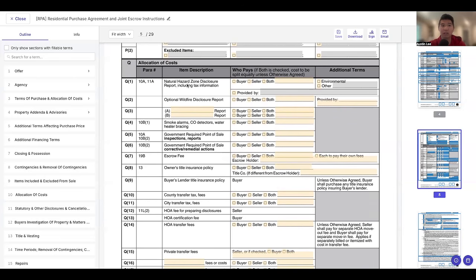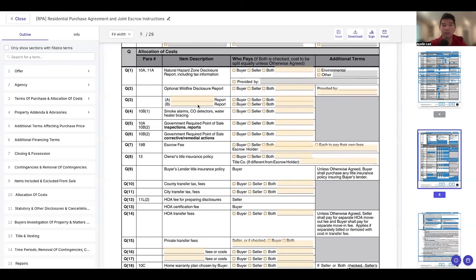So a lot of this stuff, like the natural hazard zone disclosure, is already going to be paid by the seller because they're already going to provide it in the disclosure. So you don't really need to worry about that. Optional wildfire disclosure report. This is a new thing here in the Bay Area due to the recent wildfires in California. But generally, if you're not in a fire zone, you generally don't need this disclosure report.